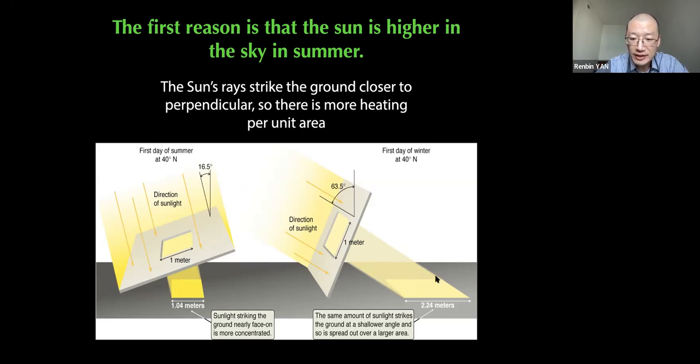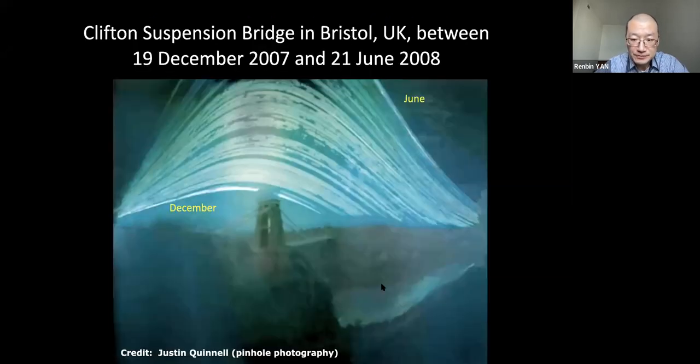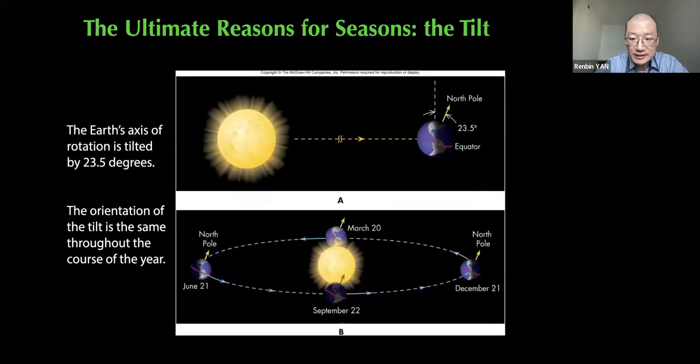So the same amount of heat is spread over a larger area, then per unit area, you will get a lot less heating. So this is because the sun strikes the ground more perpendicular. When it strikes the ground more perpendicular, then you will have more intense heating. But if it strikes at an angle, then you will have less heating. So that is the first reason why we have more intense heating during the summer and less intense heating during winter.